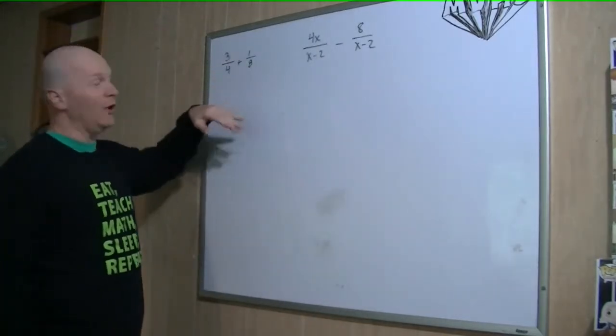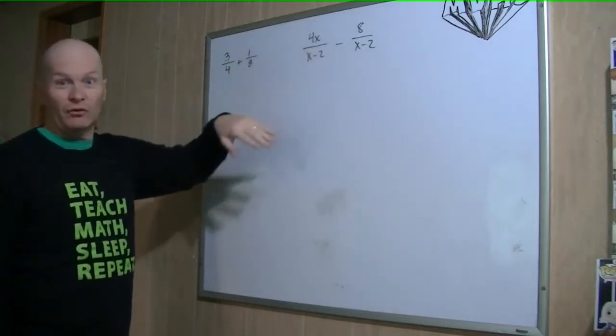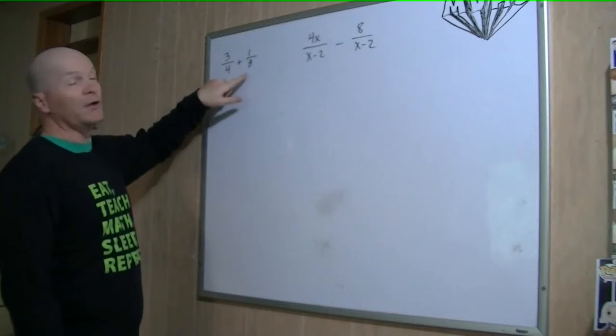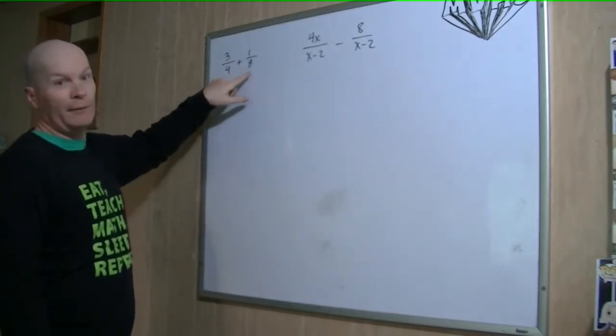Remember when you're adding and subtracting fractions or rational functions, which basically are fractions, before you can add and subtract them, you need to have a common denominator.